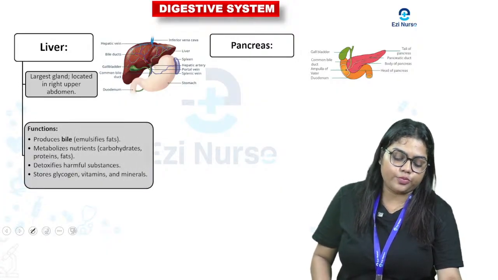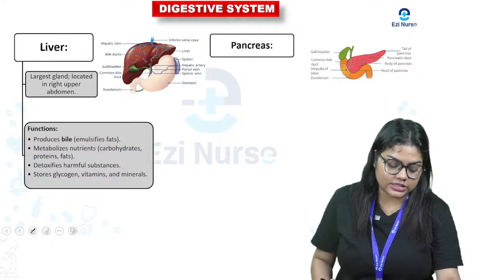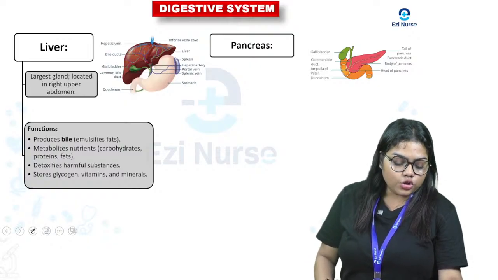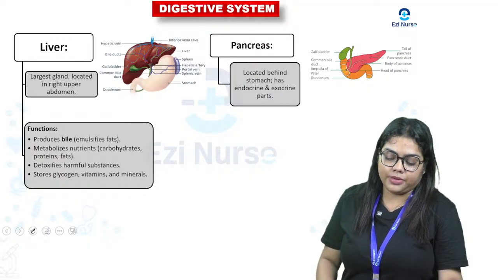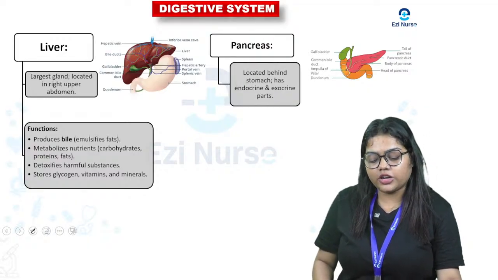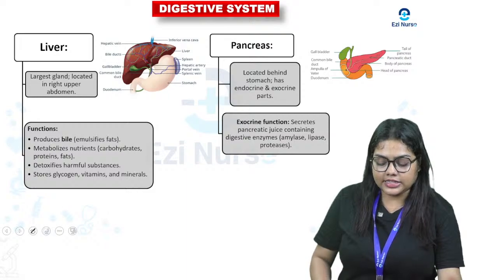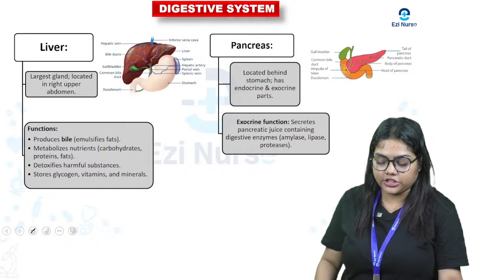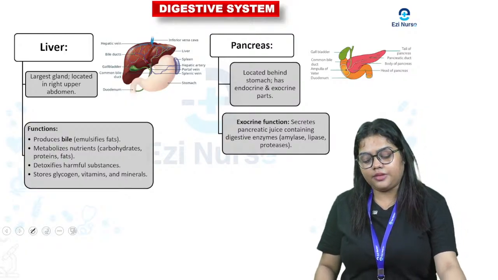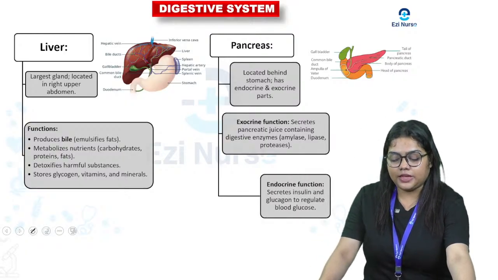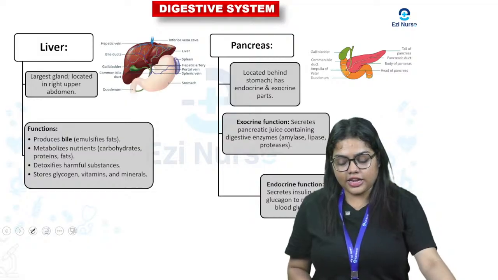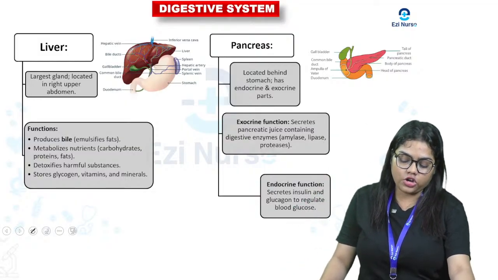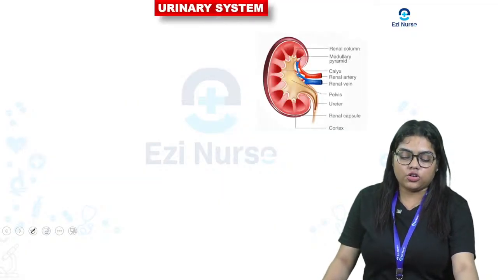You can see it produces bile, metabolizes nutrients such as carbohydrate, protein, fat, detoxifies harmful substances, and stores glycogen, vitamins and minerals. Whereas the pancreas, located behind the stomach, has an exocrine function, okay, it secretes pancreatic juice containing digestive enzymes like amylase, lipase and protease. It also has an endocrine function, which secretes insulin and glucagon to regulate the blood glucose level.